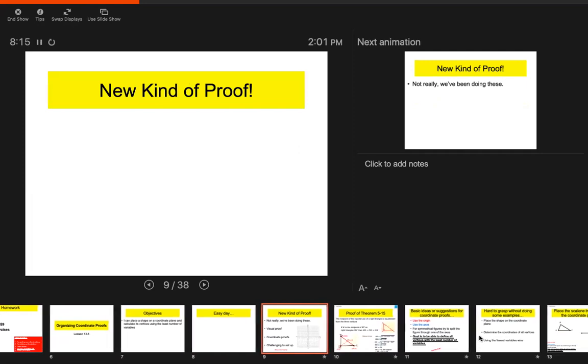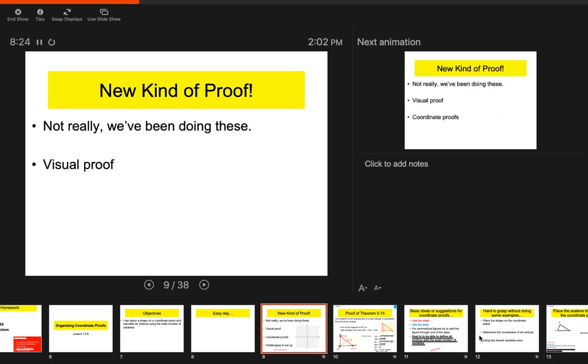It says new kind of proof. I've shown you one of these before, but I never really named it, but I'll name it today. So these are called coordinate proofs. Some people call them visual proofs. Visual proofs mean I draw a picture, right? And I prove it from the picture.